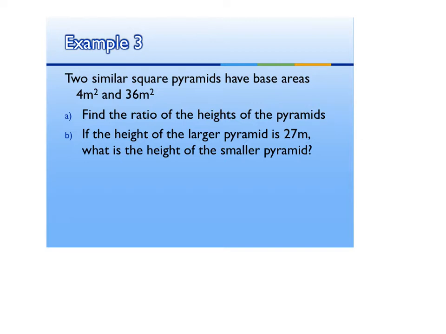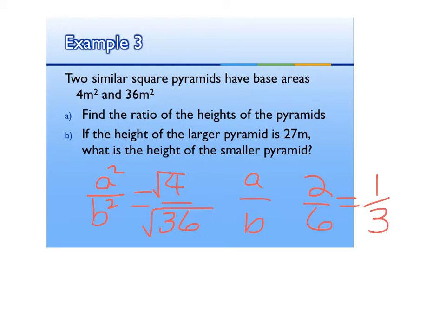So here it says 2 similar square pyramids have base areas of 4 meters squared and 36 meters squared. Find the ratio of the heights of the pyramids. So if I know my A squared to B squared is already 4 over 36, all I need to do is to turn this into an A to B, I'm going to square root them. So my scale factor, my ratio, is going to be 2 over 6, which will simplify to 1/3. So that would be my ratio of the heights, 1 to 3.